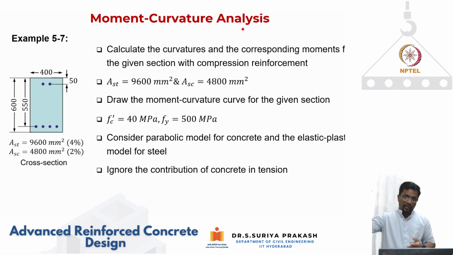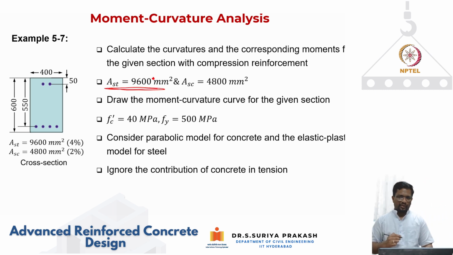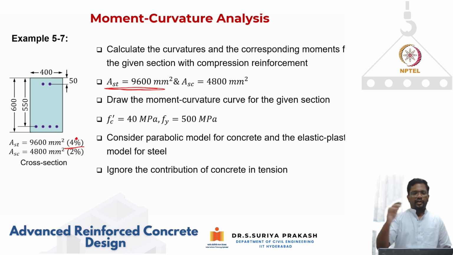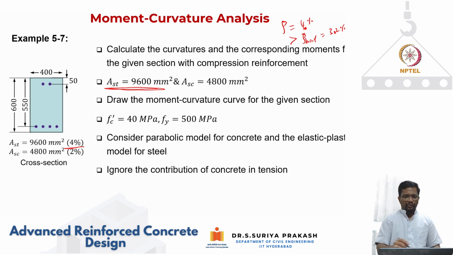Now I'm taking the next extreme case, which is tension steel of 9,600 mm square. What was the balanced condition? We said 3.2 percent. Now, what is the percentage of steel that we are putting here? 4 percent, which is higher than the rho balanced that we worked out to be 3.2 percent. So it is an over reinforced section if you are looking only at the tension steel.